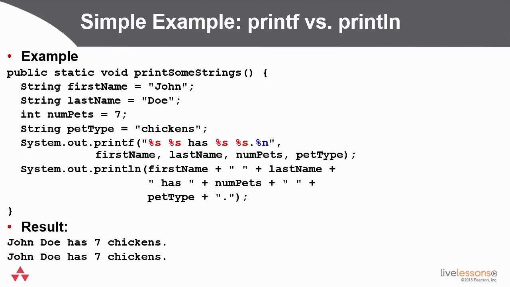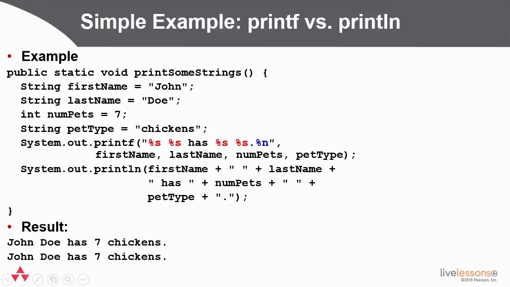With printf, you make placeholders. So the first name gets passed in for the first placeholder. The last name gets passed in for the second placeholder. The number of pets gets passed in for the third placeholder. And the pet type gets passed in for the fourth placeholder. And if you want a character return at the end, don't forget %n.